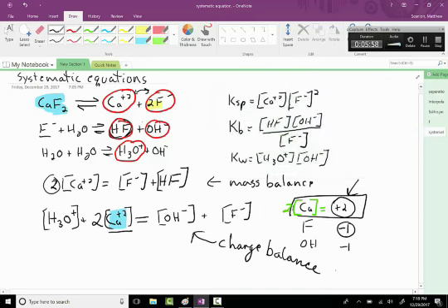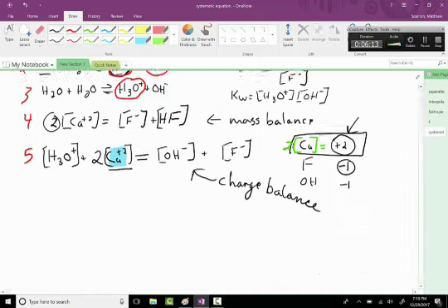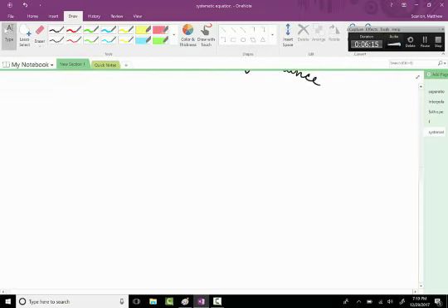Charge balance. Now I have how many equations? Let's count them: 1, 2, 3, 4, 5, and I have 5 unknowns. This, in principle, can be solved. Right now, you don't have to solve it. You have to set them up. I'm going to do a slightly more complicated one.